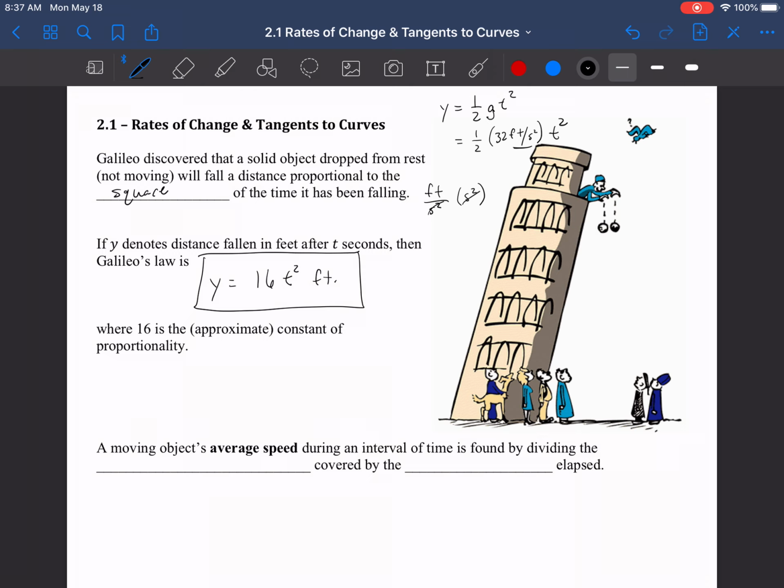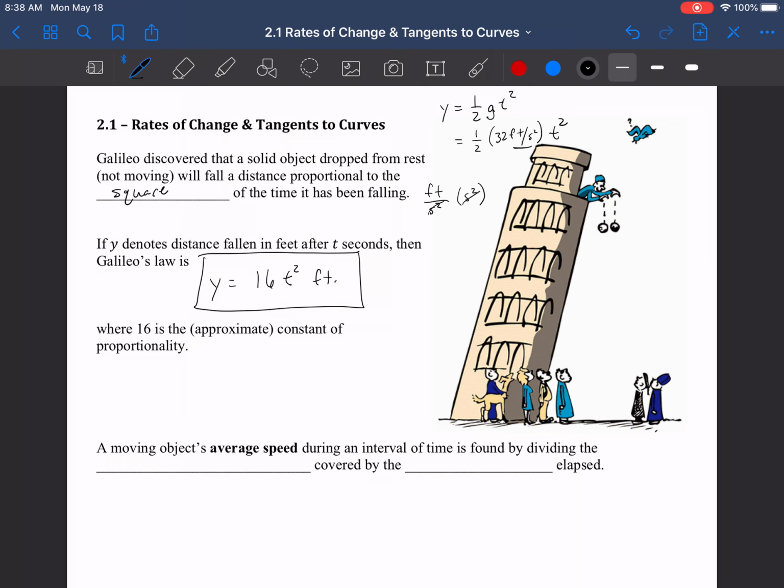Okay? And 16 is the approximate constant of proportionality near Earth's surface. If you go to different places around the world, it's going to vary slightly. But it's pretty close for just about everything you want to do, and it's typically good enough for all practical purposes.